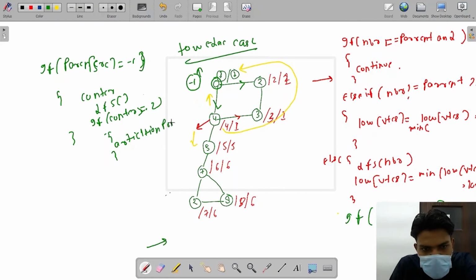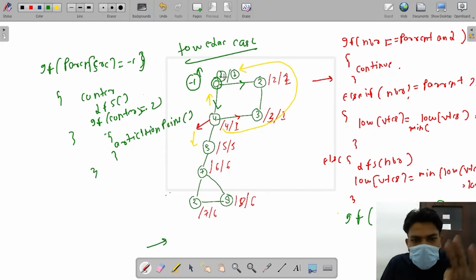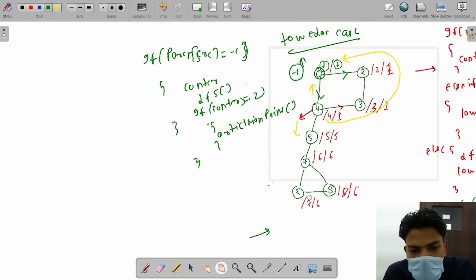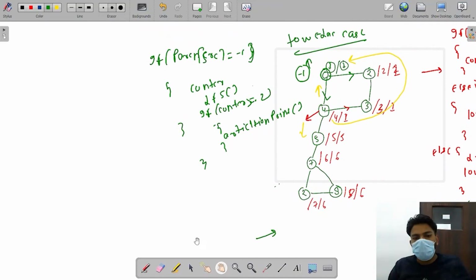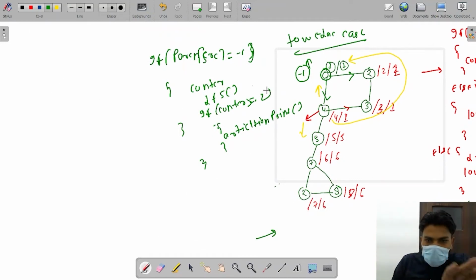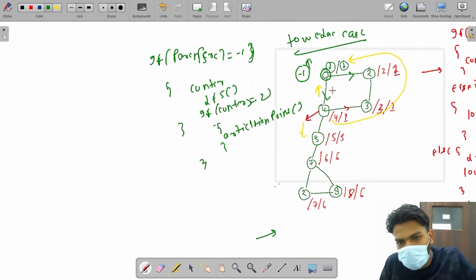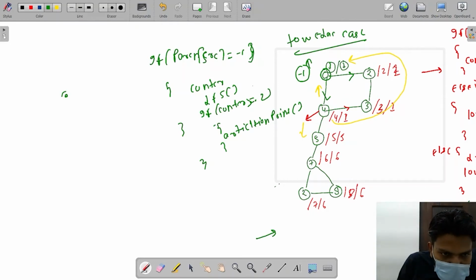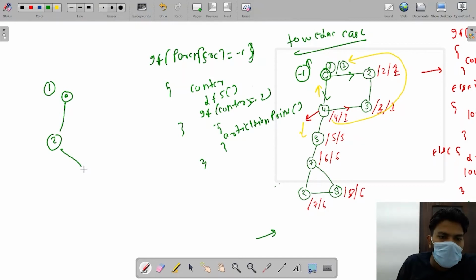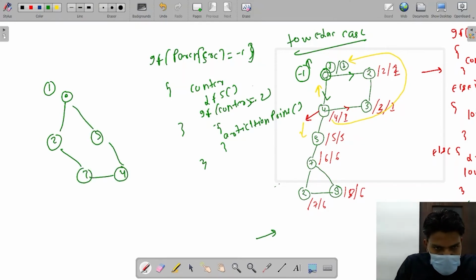Why is this your articulation point? Because at this stage when we call 2 times, then it creates two separated graphs. How? We just deal with edge cases. Okay, this is our edge case. So when we are at this stage, we call out this graph like this.